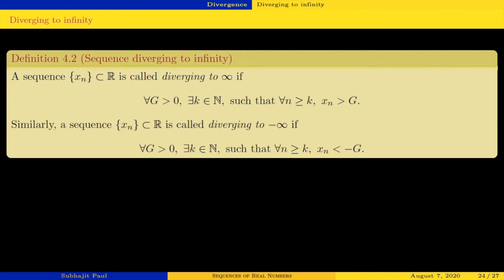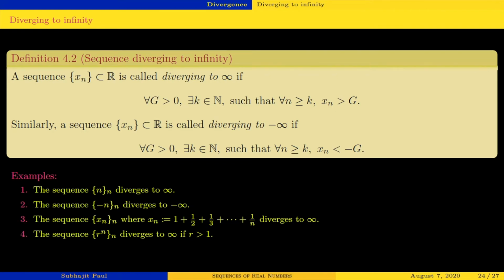This is the definition of diverging to minus infinity. A sequence is called diverging to minus infinity if for all positive numbers g there exists a k such that for all n greater than or equal to k, x_n is less than minus g. Okay, so we'll understand these definitions in a little bit. First, let us see some examples.